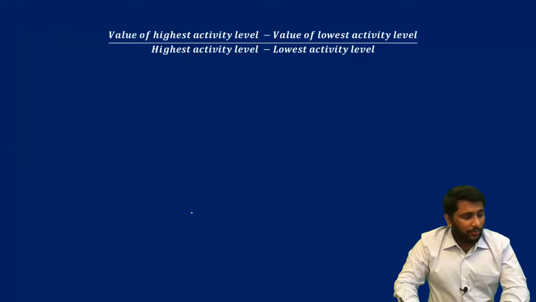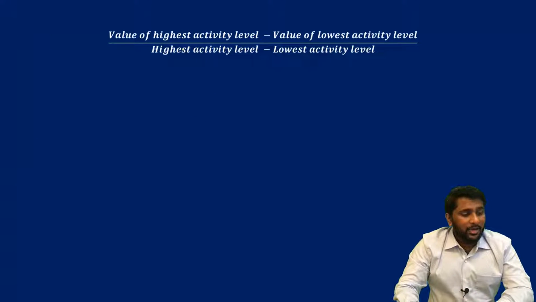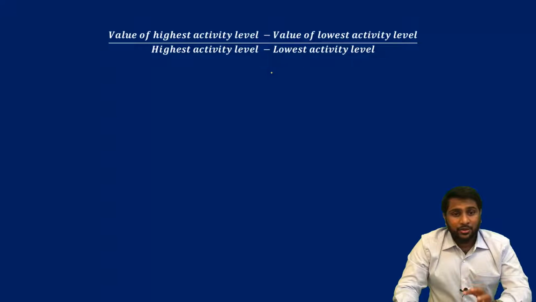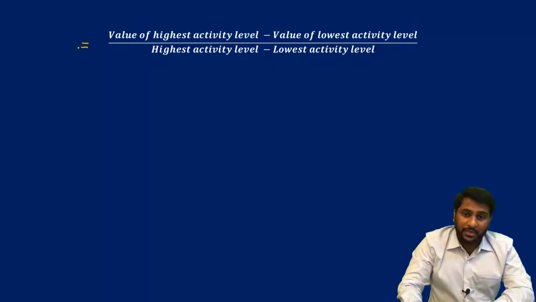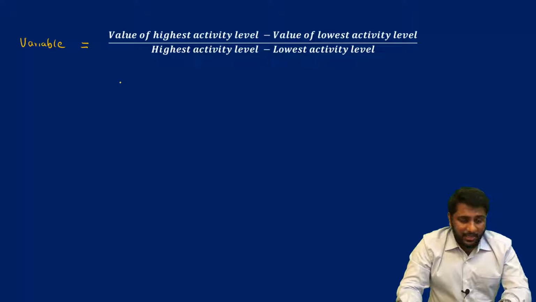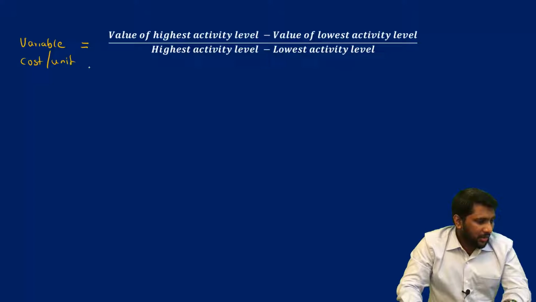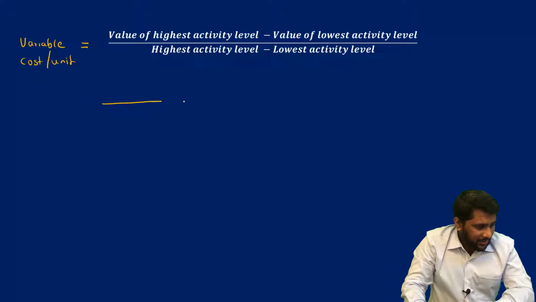So what is the high-low formula? A very simple formula. Your denominator is the highest activity level minus the lowest activity level. Your numerator is the value of the highest activity level minus the value of the lowest activity level. Let's apply this high-low formula. Using this formula you can calculate the variable cost per unit in this particular question. I'll take the denominator first.